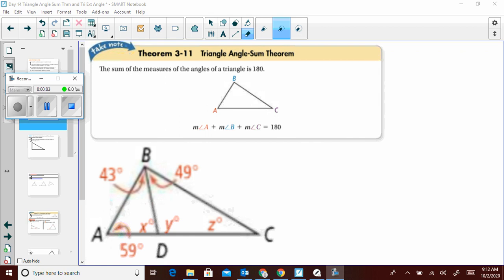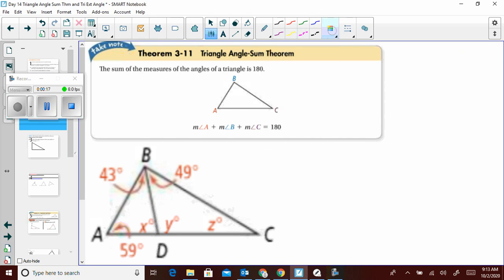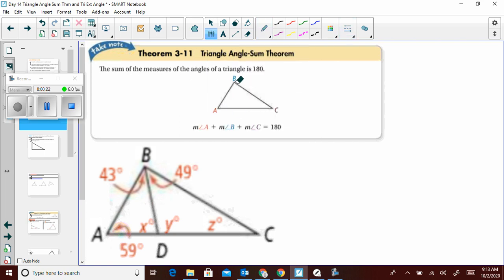Today in Mr. Bracco's classroom, we're going to learn the triangle angle sum theorem and the triangle exterior angle theorem. The triangle angle sum theorem is something you probably already know. It just says that the sum of the three angles in a triangle is 180 degrees. So the measure of A plus the measure of B plus the measure of C is 180 degrees. You've been doing it for a while, but now you have a name for it, and it's abbreviated triangle angle sum theorem.